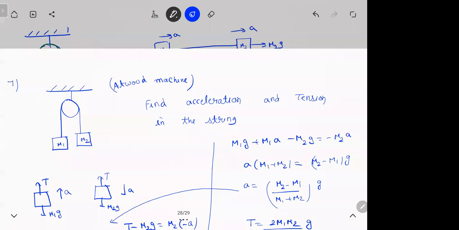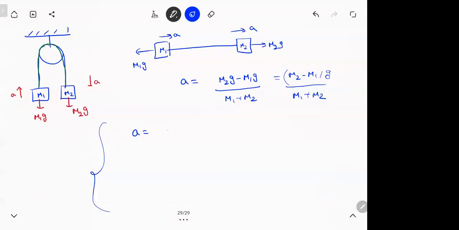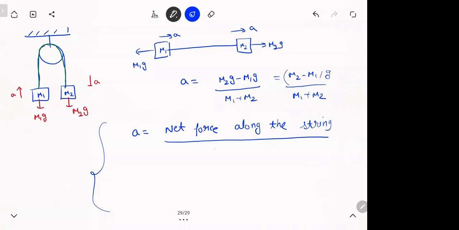So I'll show more examples. You can do it like this: net force along the string, by total mass. Here you know what you're doing: you're taking components along the string and perpendicular to the string. So using this shortcut, things will get faster.